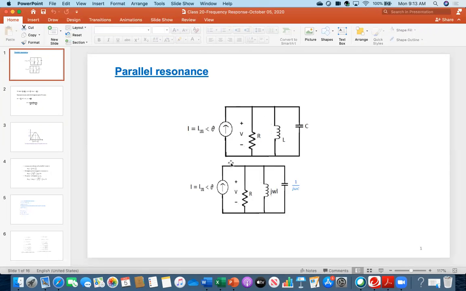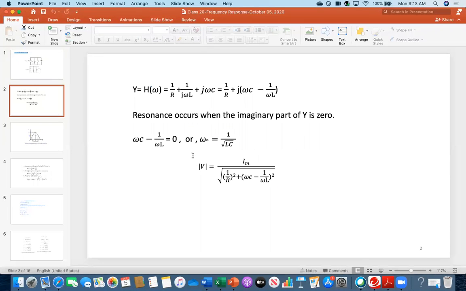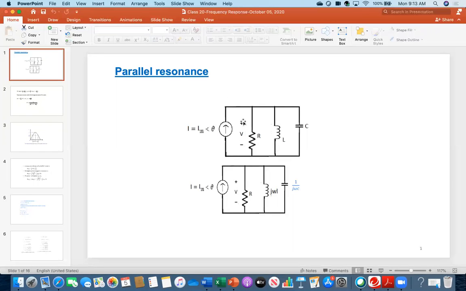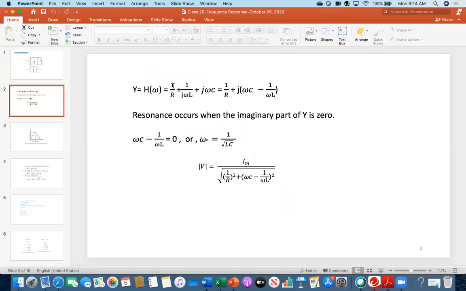Based on this circuit, because it is a parallel circuit, we can write down the admittance Y, which is the transfer function H of omega. In a parallel circuit, as you noticed several classes back, we can directly calculate the admittance: 1 over R, 1 over j omega L, and 1 over j omega C. For the capacitor, because it is 1 over jXc, and Xc is 1 over omega C, ultimately it becomes j omega C.